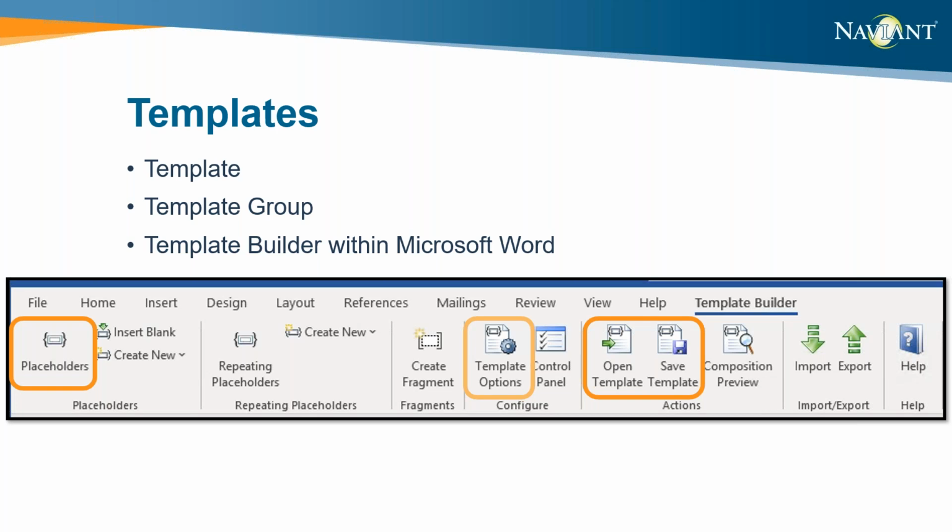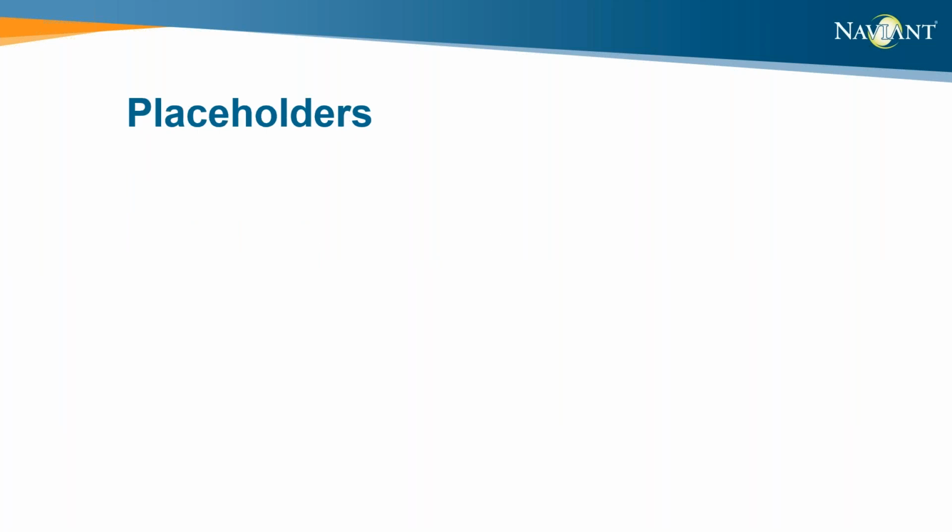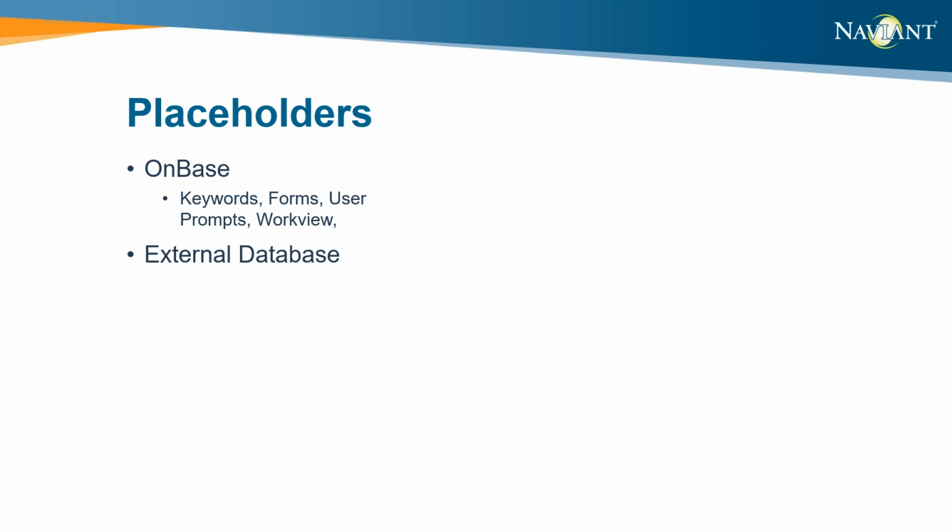What are placeholders? Oh, I'm so glad you asked. Placeholders are what document composition uses to pull the information. These are the following sources that placeholders pull information from. First, we have OnBase, which means pretty much anywhere in OnBase, whether you're getting values from keywords, eForms and Unity form field names, configuring a user prompt, pulling from WorkView attributes or OnBase document properties. You can even pull from reporting dashboards. We can also retrieve values from an external database or fragments from other Word documents.